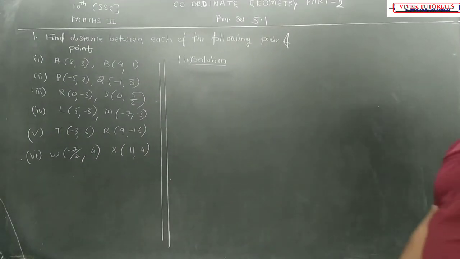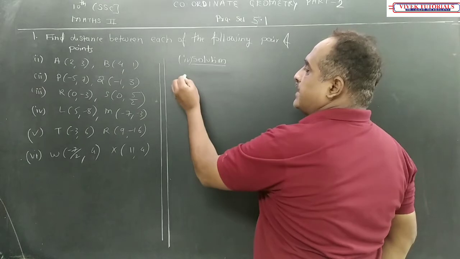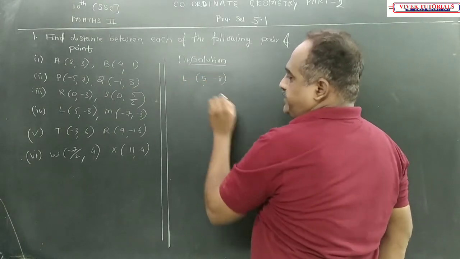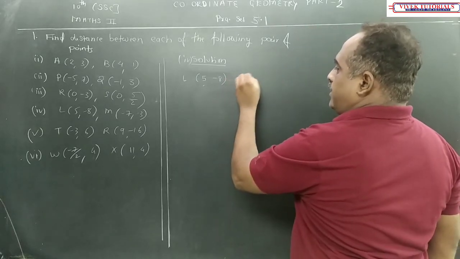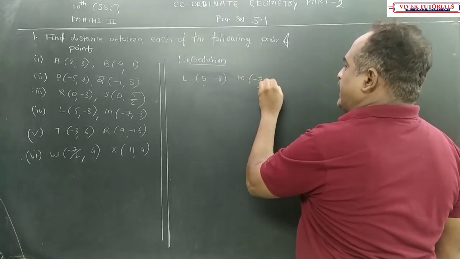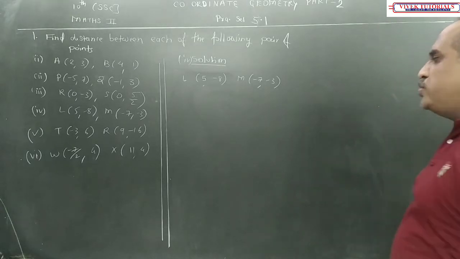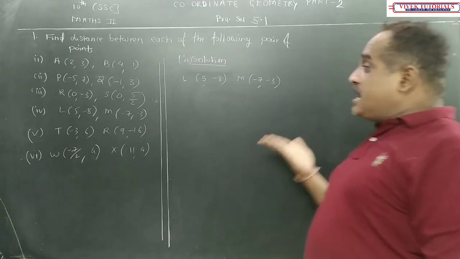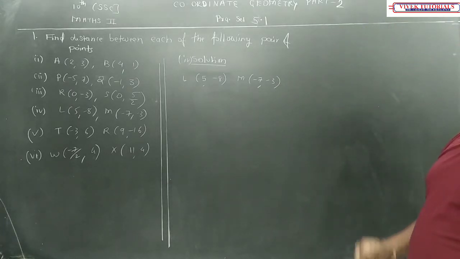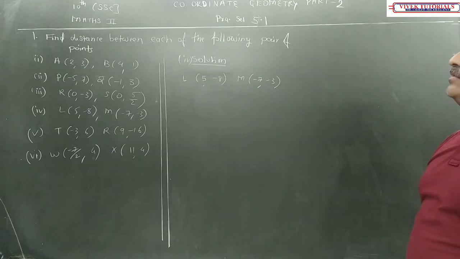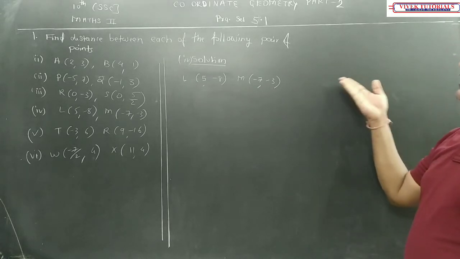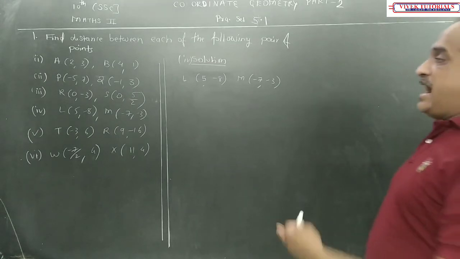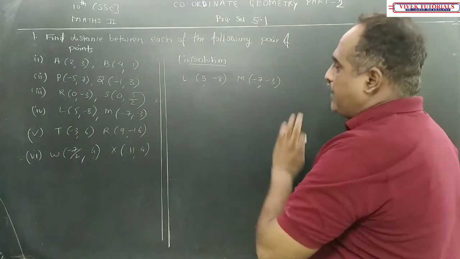Now students, we have the fourth question, that is L 5 comma minus 8 and M minus 7 comma minus 3. So students, now we have understood how to do it after doing 3 questions. I think you can try your own. You have to do it yourself. Pause the video, do it on your own, and then compare what we did to check whether you are right or not. So you try to do your own. Okay. But I will continue now.